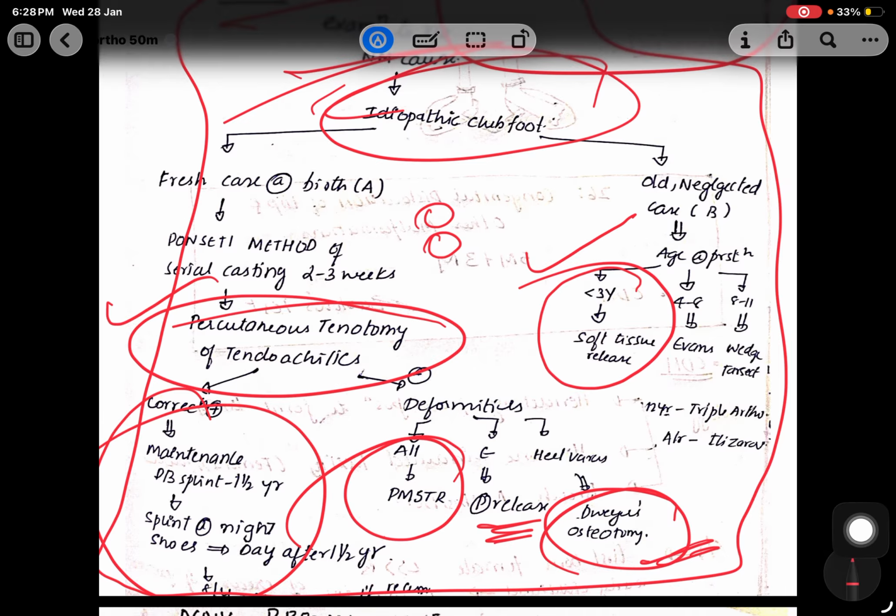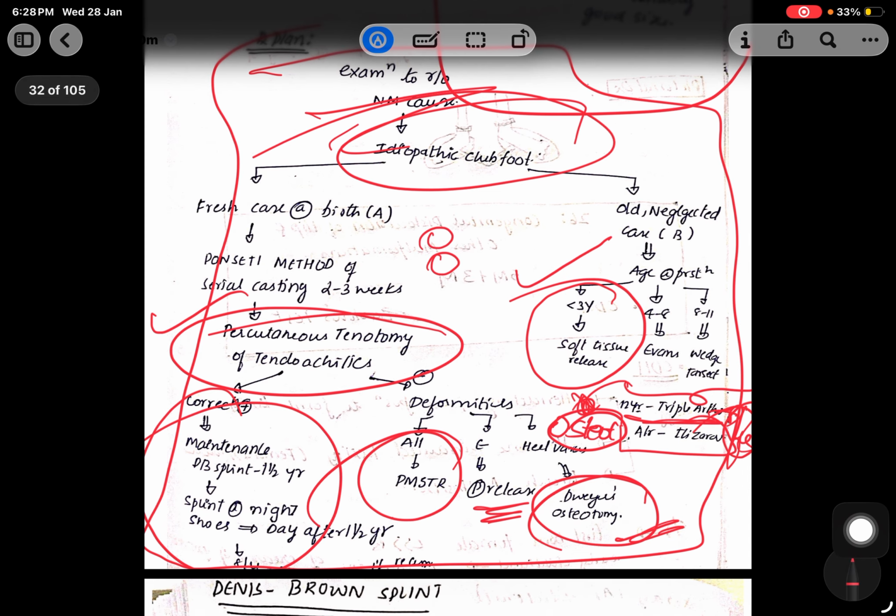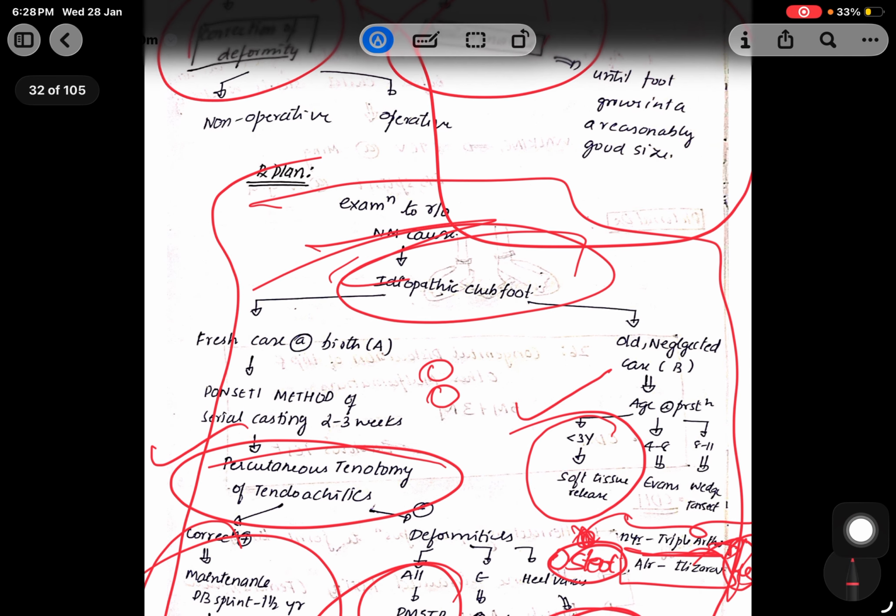But Evans and wedge tarsectomies, they are all osteotomies. You are removing the bones in all these. And in triple arthrodesis, you are fusing the joints. At the end, you have to go for it and do the procedure. I know it sounds tough, but learn the concept.